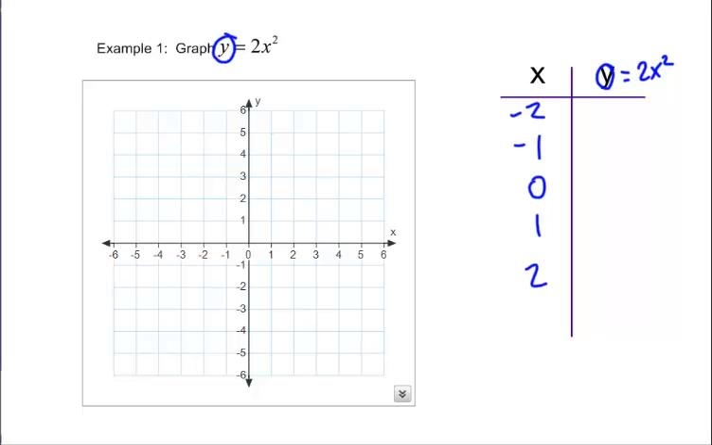So let's just do that. 2 times negative 2 squared, which is 8. Okay, negative 2 squared is 4, times 2 is 8. And then 2 times negative 1 squared. Guess what this is? Just again, do your math. Negative 1 squared is 1 times 2. 2 times 0 squared is going to be 0.